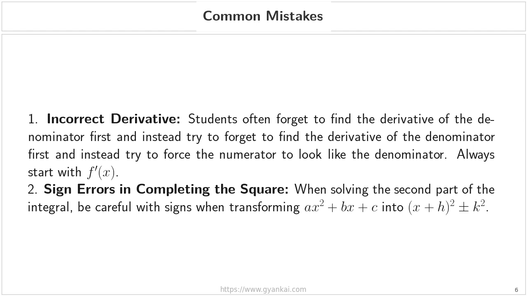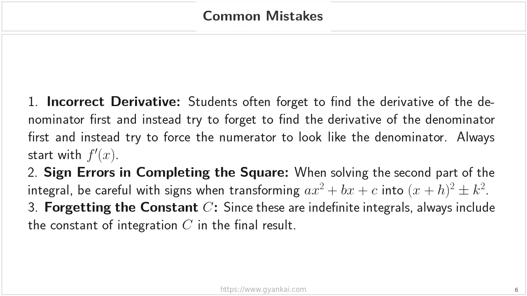Now, recall that after splitting the integral, we often end up with an integral where we need to complete the square. This is to get the denominator into a form where we can apply a standard integration formula. Be extremely careful with your signs during this process. When you're transforming an expression like x squared plus bx plus c into the form of (x plus h) squared, plus or minus k squared, a single sign error can throw off the entire calculation. Double-check your work here. This is a classic mistake in all indefinite integration problems, not just this one.